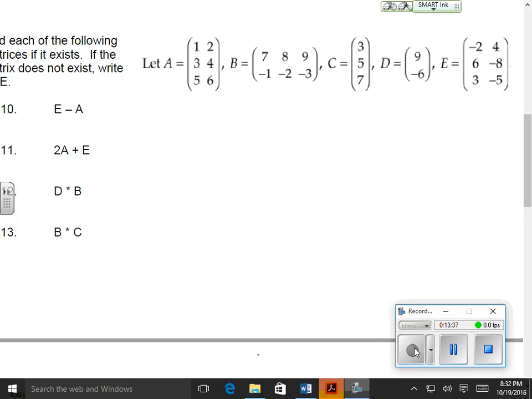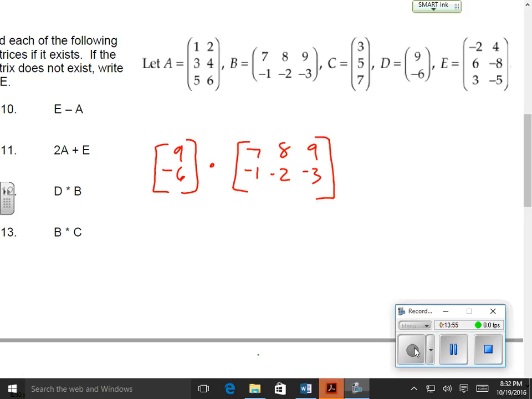For number 12, D times B. Okay, D is 9, negative 6. B is 7, negative 1, 8, negative 2, 9, negative 3. If I'm going to multiply D times B, I'm supposed to multiply this row by this column. It doesn't match up. That's because this is a 2 by 1, and this is a 2 by 3. Since these middle numbers aren't the same, it's not going to match up.